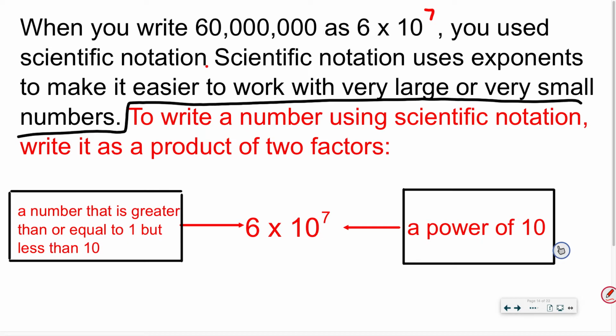The second factor is a power of 10. We know powers of 10 without the exponents could be 10, 100, 1,000, 10,000, anything that is 10 multiplied by itself over and over again. We can represent that as the base of 10 with an exponent. So if you wanted to prove that 6 times 10 to the 7th was 60 million, you could break it out. 10 to the 7th is 10 million, 10 million times 6 is 60 million. However you wanted to break it out would be sufficient.